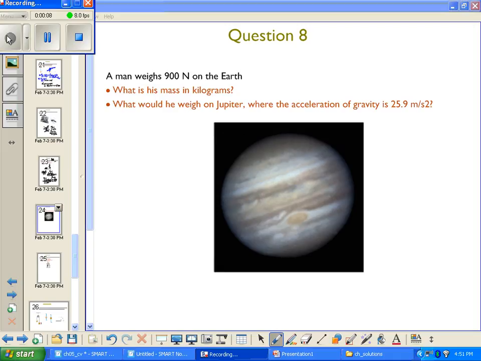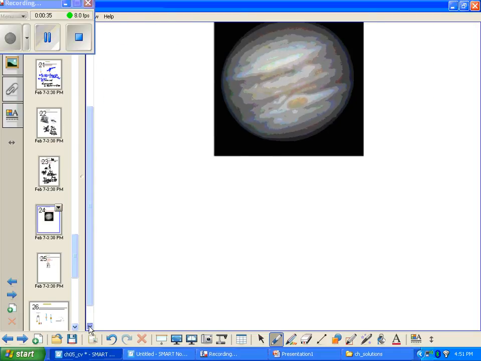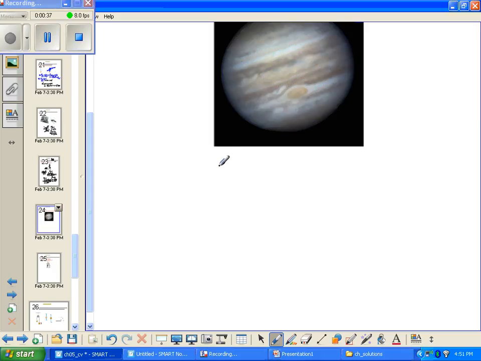We pick up in question 8, which states a man weighs 900 newtons on the Earth. The question is, what is his mass in kilograms, and what would he weigh on the planet Jupiter, where the acceleration of gravity is 25.9 meters per second squared? So let's begin. We are given his weight on the planet Earth.